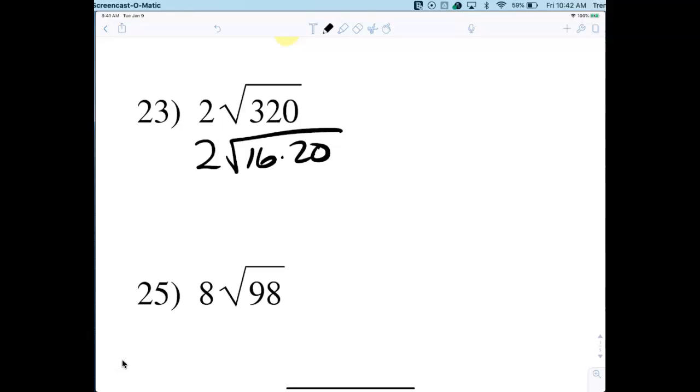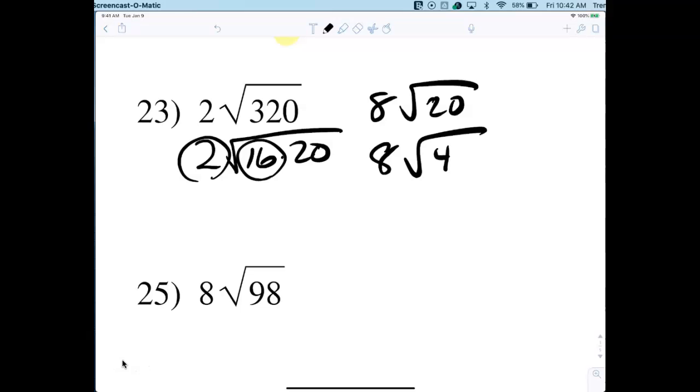Now, what's the square root of 16? There's already a 2 out there. 8 radical 20. Are we done? No, because 20 is 4 times 5. 8 times... what's the square root of 4? There's already an 8. 16 radical 5.